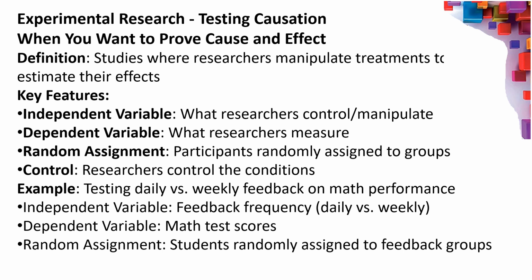Experiments are the gold standard for testing cause and effect relationships. The key is manipulation. Researchers actively change something, the independent variable, and measure the effect, the dependent variable. Random assignment ensures groups are equivalent at the start, so any differences at the end can be attributed to the treatment. This gives you the strongest evidence for causation.